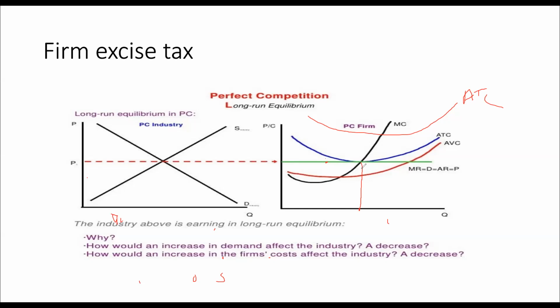So in the short run, I shut down, just like a monopoly, price below AVC. In the long run, firms are gonna exit if price is below ATC. All right, that about sums up perfect competition and monopoly, things you should know for the FRQs.